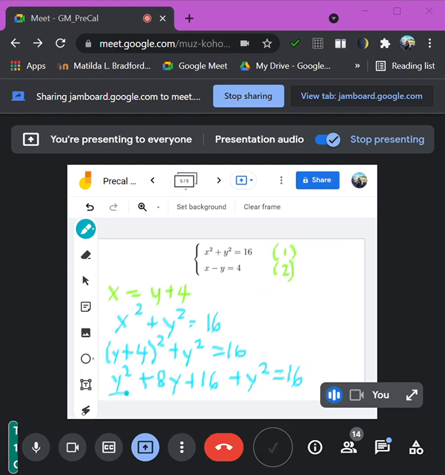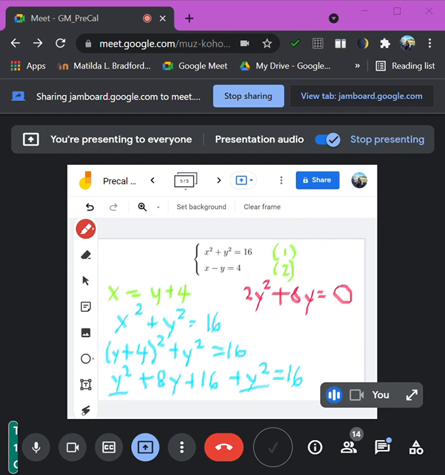So, this one, combine this with this. Y squared plus y squared, that is 2y squared. And then, this one, 8y, has no pair. And then, on the other hand, this can be canceled, so move it to the other side as negative. So, 16 minus 16, that is 0. So we have 2y squared plus 8y is equals to 0.